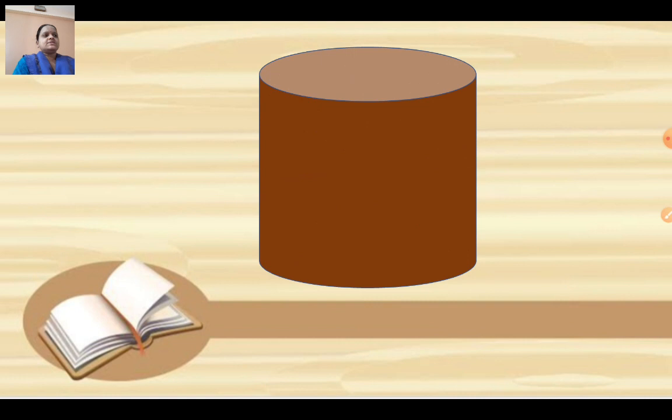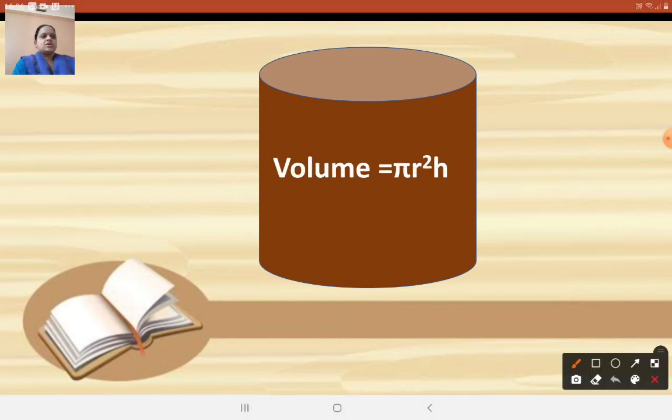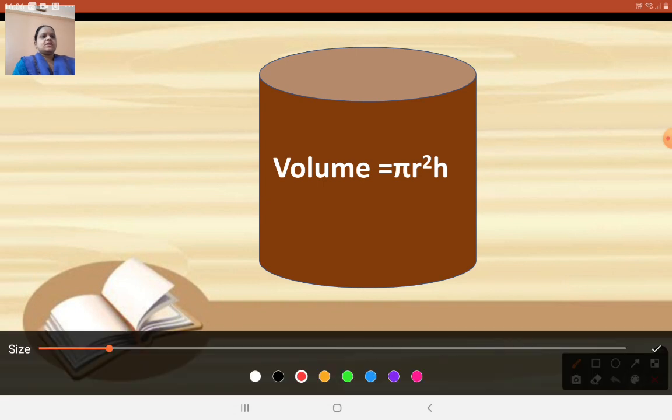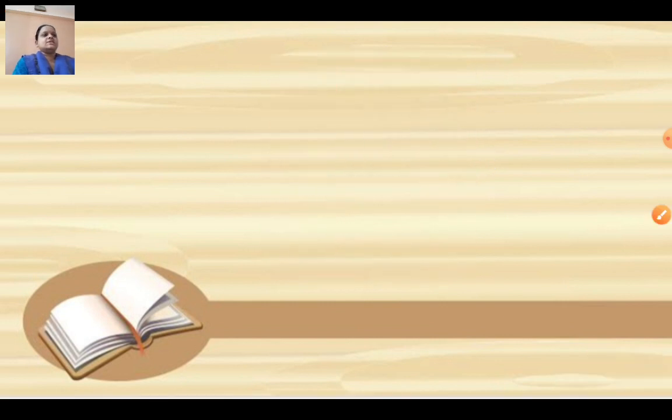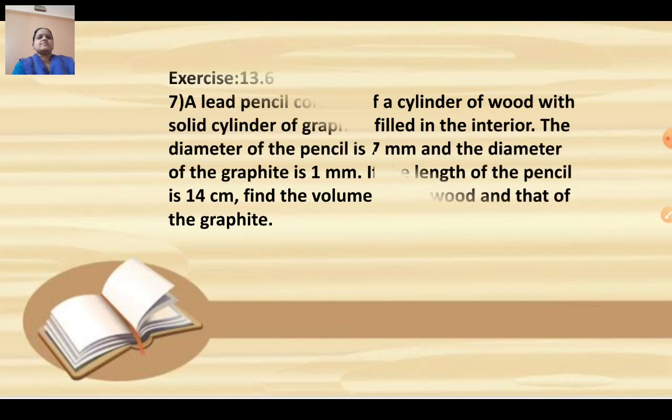So volume of a cylinder equals pi r square h. Now no need to explain again what is r and what is h. r is the radius of a base. Both the bases are in a circular shape. So r is the radius of the base and h is the height. Can you see over here? h is the height. So by using this formula, we will continue with our exercise 13.6.